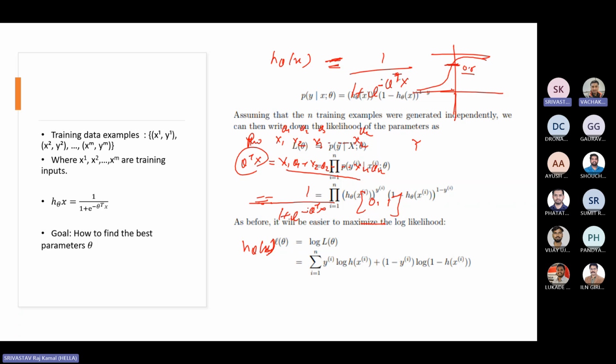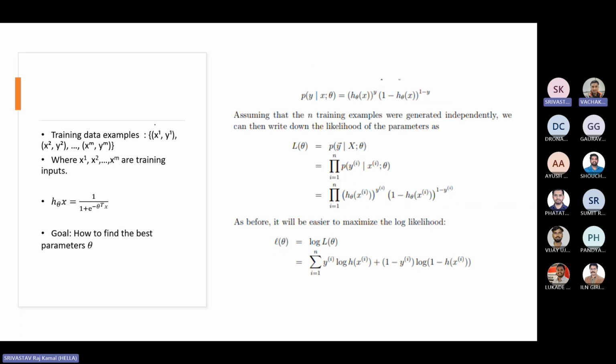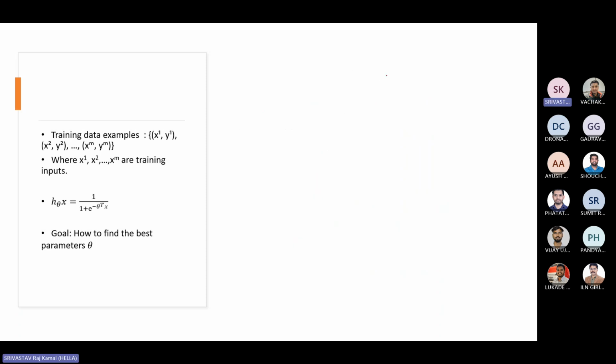So this part is done. The next main point is that we did it for all the rows. Now how do we come up with the cost function? That's the next and the only question. How do we come up with the cost function? For that, understanding of likelihood is important.